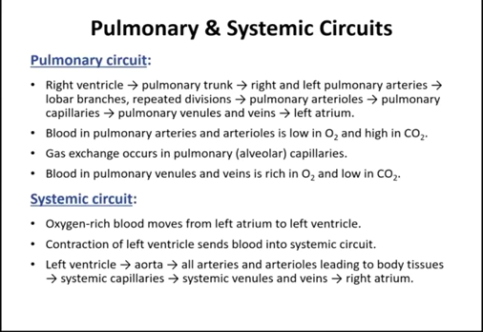Blood in the pulmonary arteries has low oxygen levels and is high in CO2. Blood in the pulmonary venules and veins is rich in oxygen and low in carbon dioxide. The exchange happens in the capillaries, like I said.